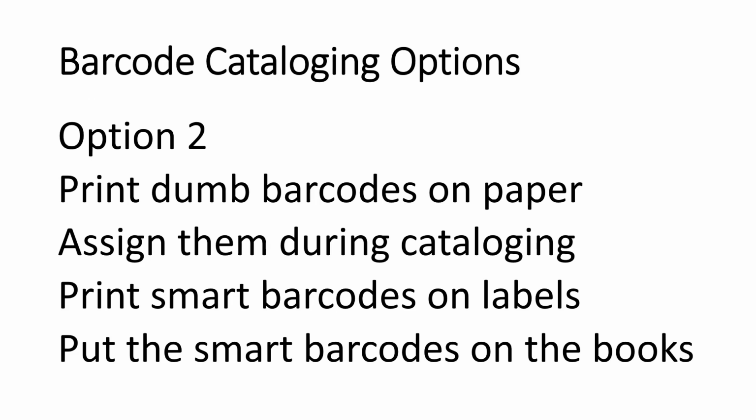You would print the dumb barcodes on paper, you would assign the number during cataloging, and then afterwards we would print the smart barcodes on the labels, which you would then go back and put on the books.